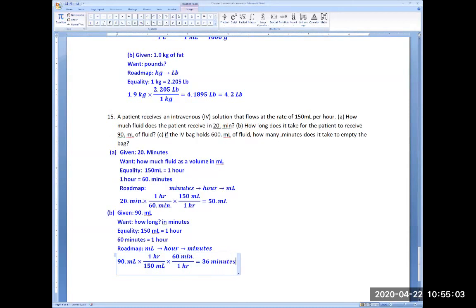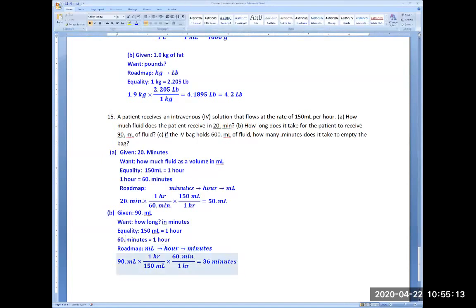So here again, 1 hour each time, those 1 hours are exact. The 60 minutes, I can put the dot here because that's exactly 60 minutes in an hour by definition, right? And 150 again is measured, has 2 sig figs. 90 with the dot here has 2 sig figs, so we keep 2 sig figs at the end.